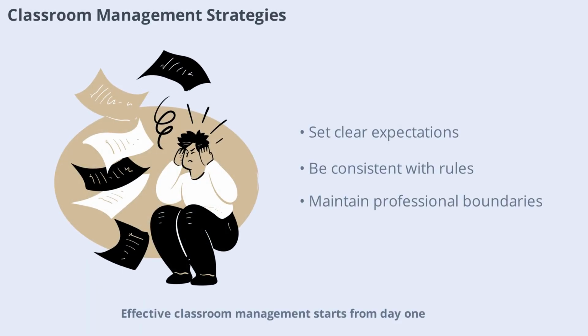Effective classroom management starts from day one. Teachers should establish clear procedures and expectations, and consistently follow through with consequences when rules are broken. Trying to be friends with students can undermine authority and lead to chaos. Instead, teachers should maintain a professional yet approachable demeanor. By setting boundaries and being consistent, teachers create a safe and structured environment where learning can flourish.